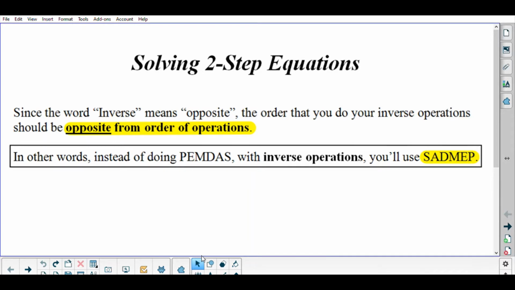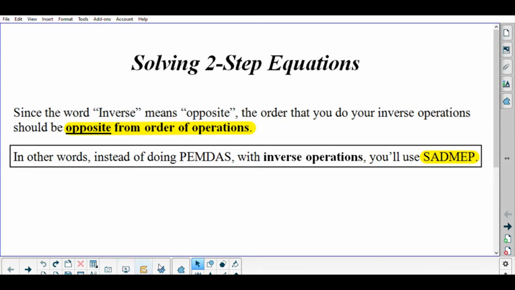This is a follow-up to the lesson we just did the other day, where I was introducing you to equations that had two things happening to the variable and two inverse operations that need to be done. Follow along. It says, since the word inverse means opposite, it's a synonym for the word opposite, the order that you do your inverse operations should be opposite from order of operations.